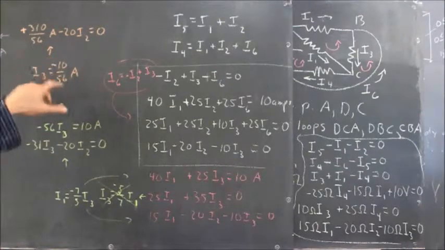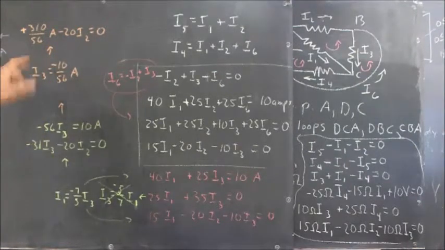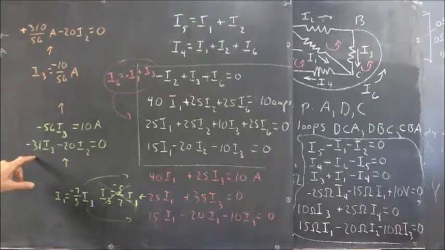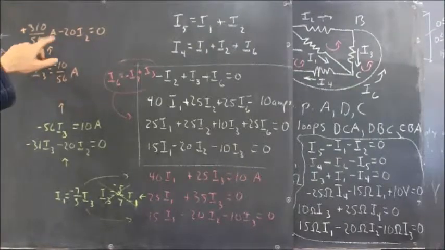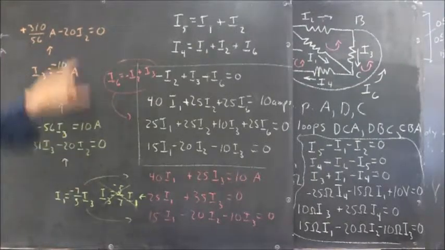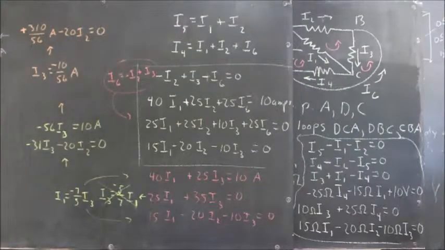I3 is going to be negative 10/56 of an amp. Substituting that into this equation, negative 10 times negative 31 is plus 310, so we got 310 over 56 amps minus our 20 I2 equals 0. Solve that for I2. We're going to divide this by 20. 56 times 20 is 1060.